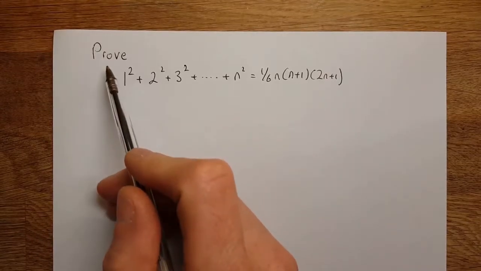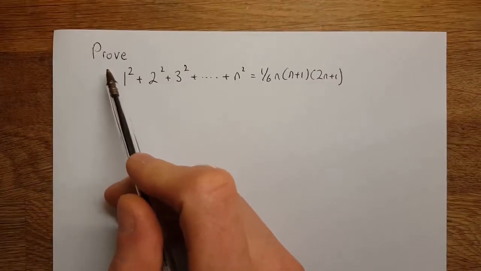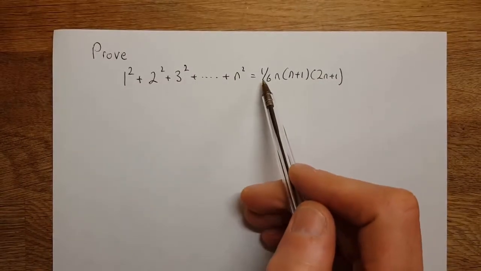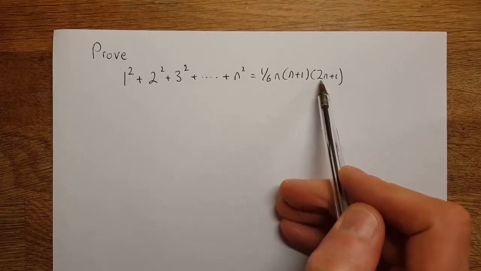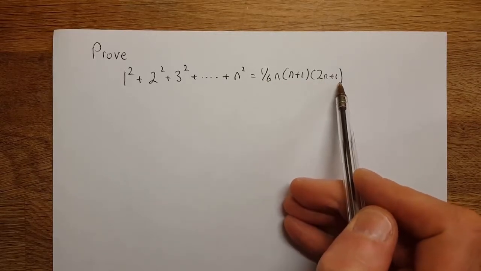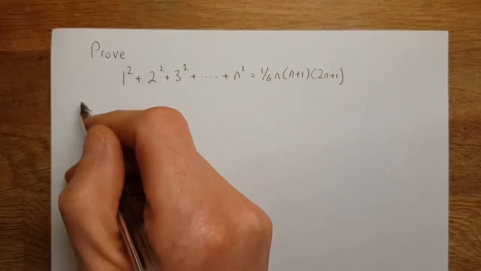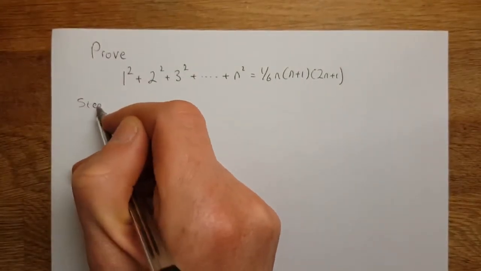In this video we're going to use a proof by induction to prove that the sum of the square numbers is equal to a sixth n plus 1 multiplied by 2n plus 1. So I'm going to break it down into a three-step process, and I'm going to start with step number 1.